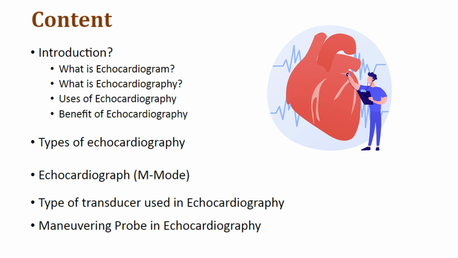cardiac diseases that can be diagnosed by analyzing echocardiogram images which cannot be detected by the analysis of ECG signals. Then we will see different types of echocardiography. We will also talk about various imaging modes used in echocardiography, particularly M mode. We will also see types of ultrasound probe used in echocardiography and maneuvering of probe to get different perspective of the heart.